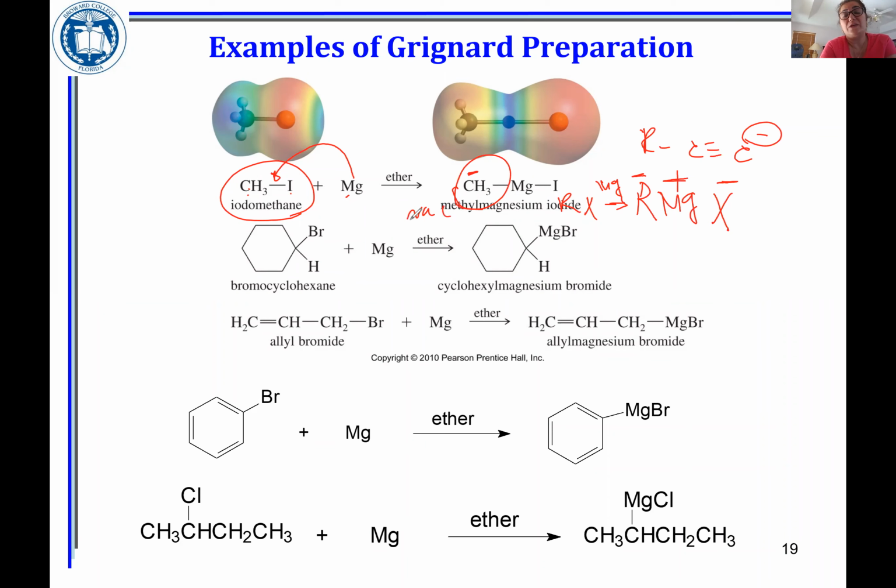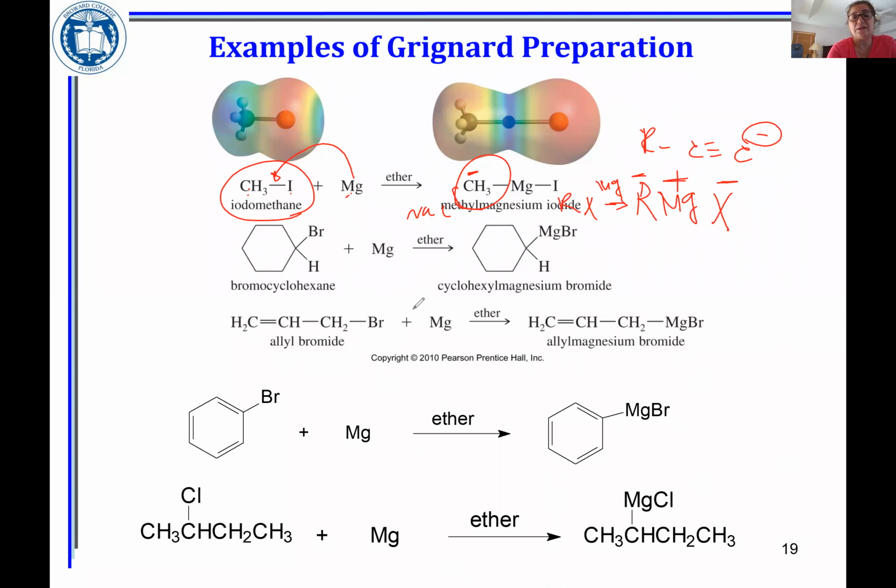So we create the nucleophile. As soon as you create the nucleophile, that nucleophile can attack the carbonyl group, or it can attack an alkyl halide. So the nucleophile is created as you insert the magnesium between the carbon and the halide.